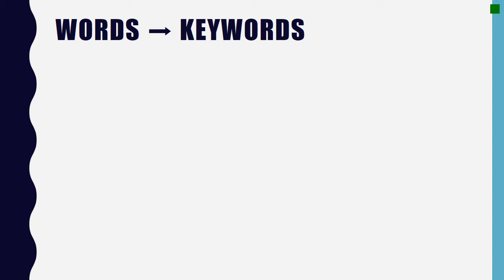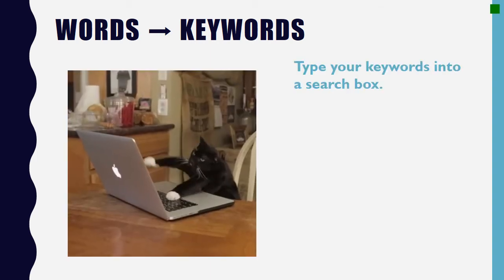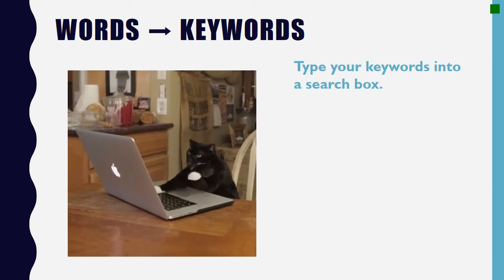Now that you have a list of words to describe your topic, you are ready to use them as keywords in searching a library database or catalog. When a librarian or an instructor tells you to search using keywords, they want you to type the words related to your topic into a search box. Sometimes we call keywords search terms.